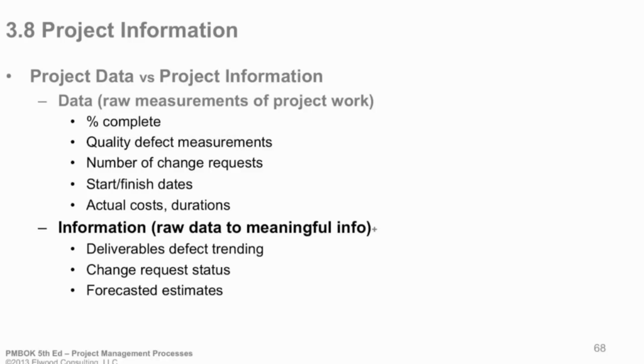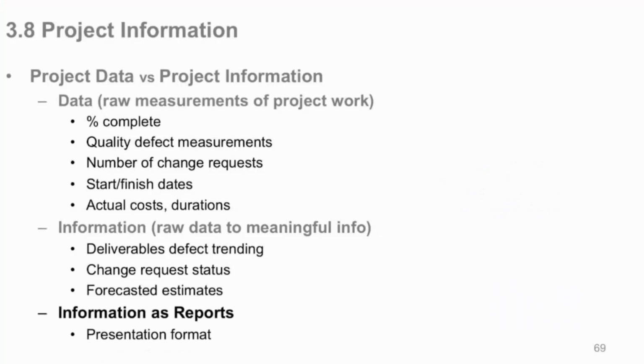So the raw data is just data. Information is transformed into something that means something that you can act upon, like change request status. Now, we have 5 change requests. 1 is approved, 1's on hold, 1 was canceled. It's better to know. You can track these things too about how you're doing. And your forecasted estimates. If you have things like start and finish dates, actual cost, durations, good numbers, but you want to transform them into actionable data so you can do forecasting based on those things. So that's the difference between data and information.